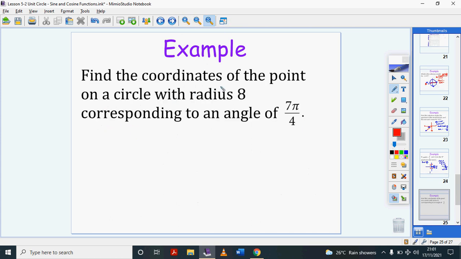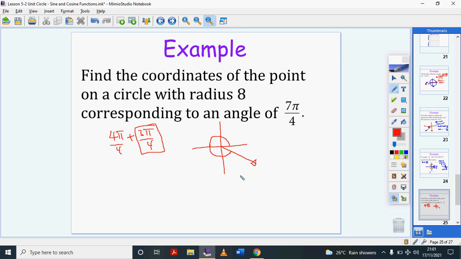They want me to find the coordinate of the point on a circle with radius 8 corresponding to an angle of 7 pi over 4. So let's first deconstruct this 7 pi over 4. 7 pi over 4 is the same as 4 pi over 4 plus 3 pi over 4. 4 pi over 4 is a full pi, so that's going up to here. And then I need to add 3 quarters of pi: 1 quarter, 2 quarters, 3 quarters. So that's my 7 pi over 4.